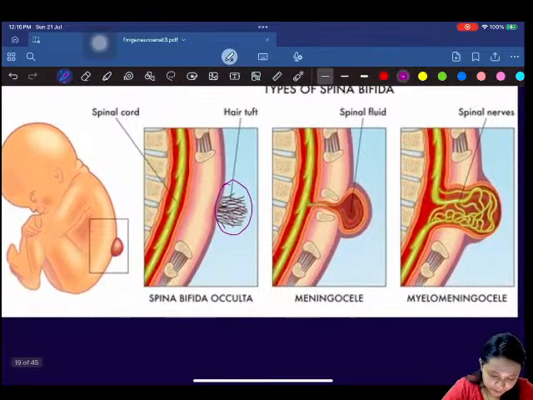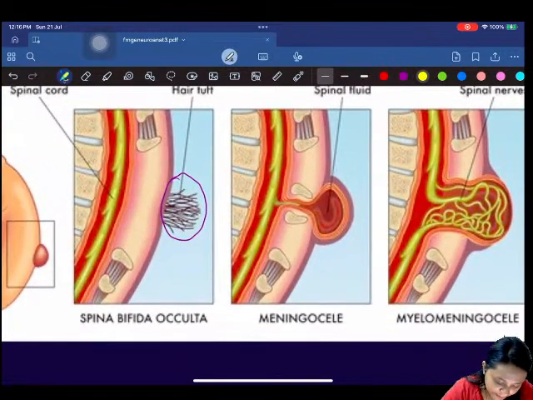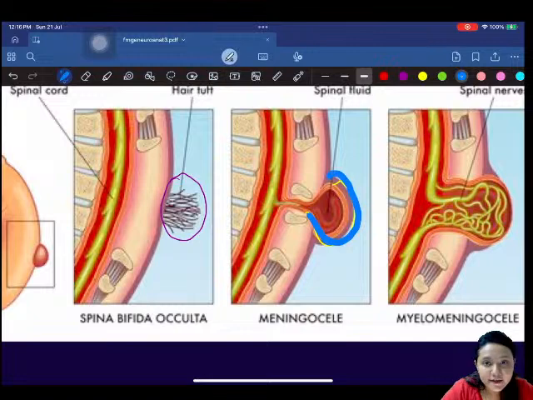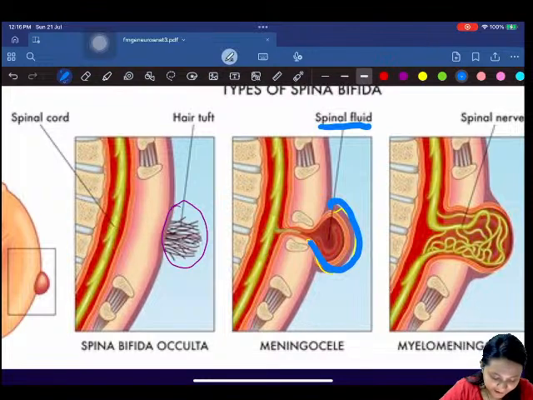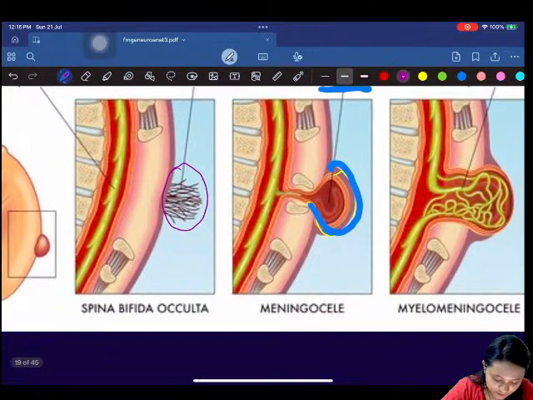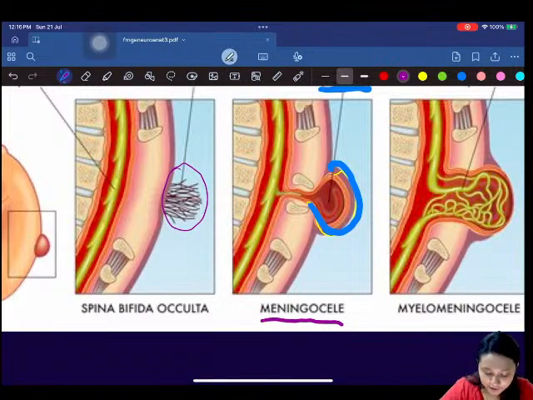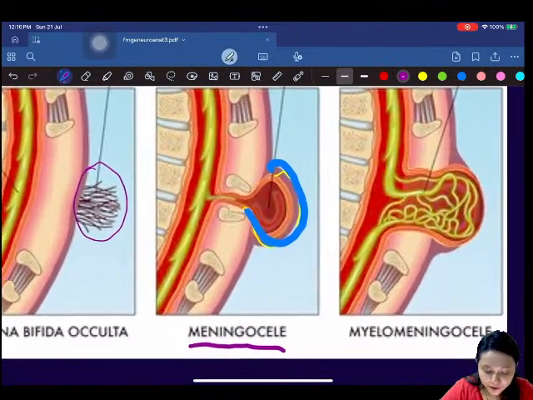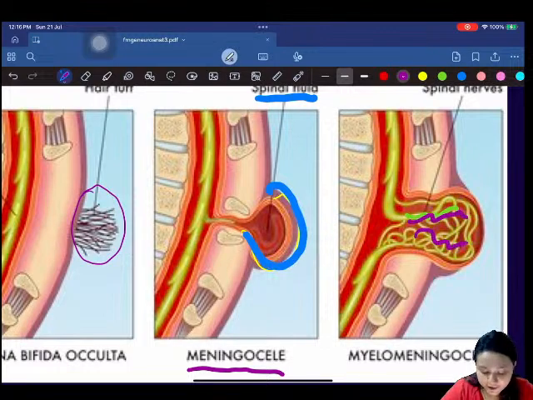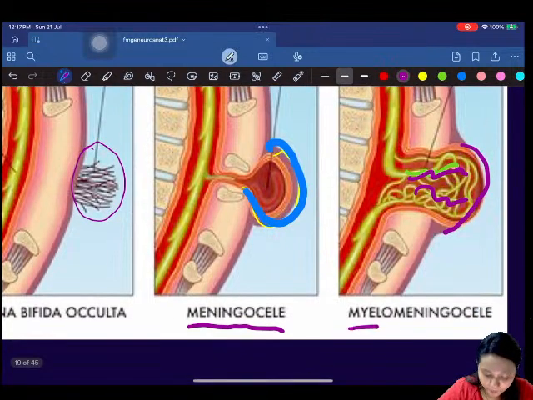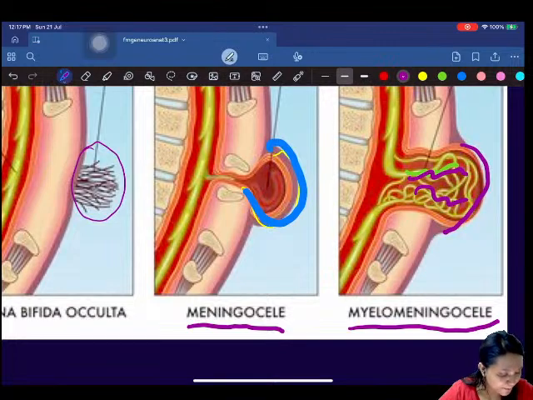Now if there is a bulge in this area, and this area is filled with fluid, that is cerebrospinal fluid, only fluid is present, then the answer is meningocele. And if the spinal nerves are involved in this bulge, then you have the myelomeningocele. Then it is known as a myelomeningocele.